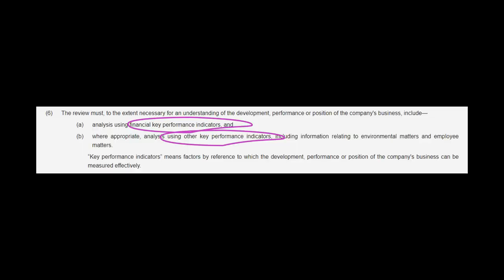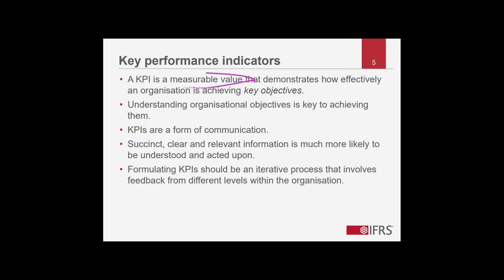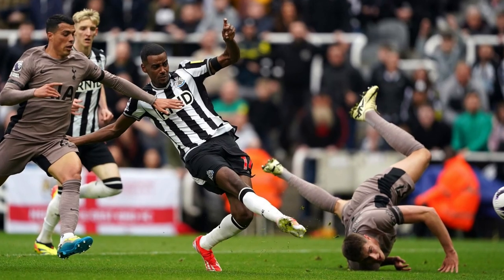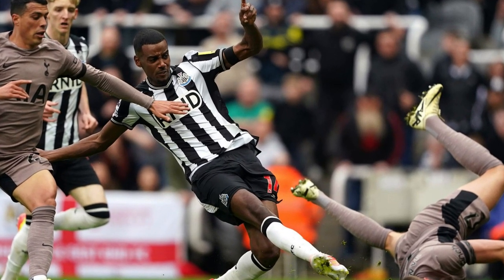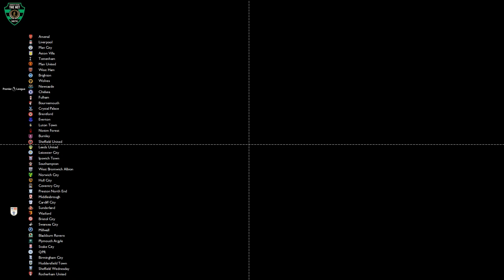Do you want the stats? Yeah, but then... But what exactly is a KPI? A KPI is a measurable value that demonstrates how a company, or in this case club, is achieving its key objectives. So what are the top goals for Premier League and Championship teams, and how do they keep score with KPIs? After combing through the financial statements from all 44 teams, we've sorted their KPIs into three categories: non-financial, financial, wildcards.